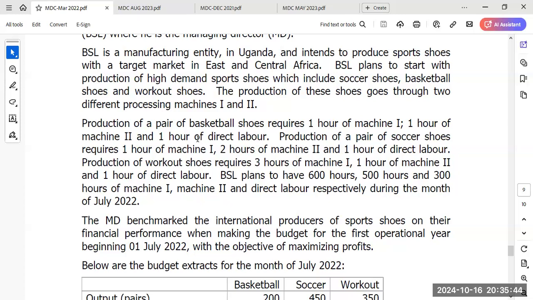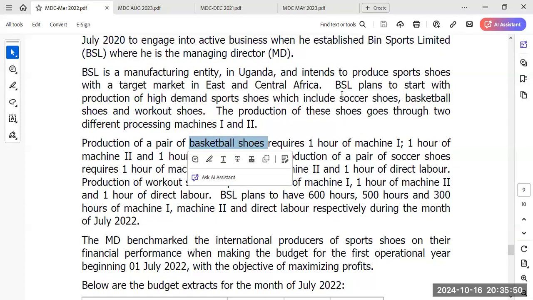For you to produce a pair of basketball shoes, remember, basketball shoes is part of what you want to produce. But for you to produce a pair, you need 1 hour of machine 1, 1 hour of machine 2, and 1 hour of direct labor. So in your mind, what comes there? You need to produce. It means that you must be having the time for machine 1, machine 2, and also the direct labor. Here we are seeing 3 factors.